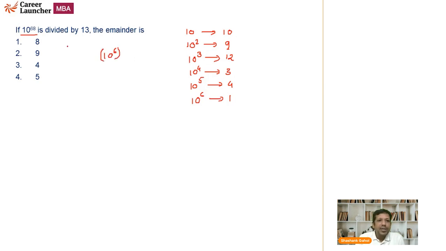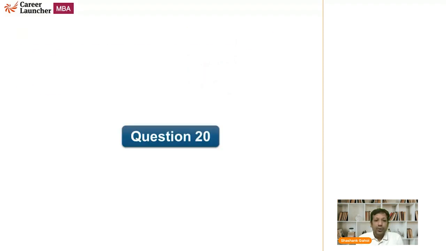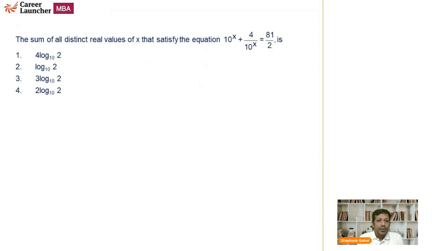So 10 power 68 can be written as (10 power 6) power 11 into 10 power 2. So at this, remainder is 1, and 10 power 2 remainder is 9. So 1 into 9, my remainder is going to be 9. So answer of this question is going to be option 2. Now let's move on to the next question, question number 20.